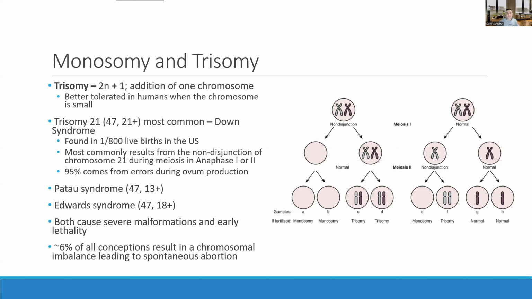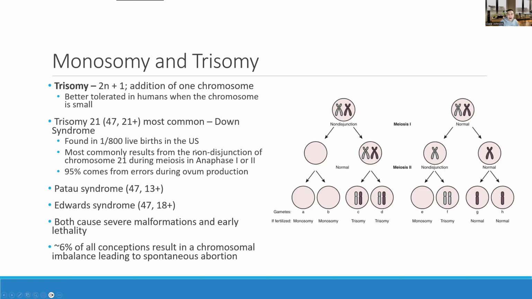What about trisomy? Trisomy is 2n+1. So for example, trisomy 21, which I mentioned, would be written as 47, 21 plus. This is somebody who has 47 chromosomes, meaning they have the normal 46, two copies of each, plus an additional third copy of the 21st chromosome. And this is the most common. 1 in 800 live births in the United States will result in an individual with this particular version of trisomy, which phenotypically is described as Down syndrome.